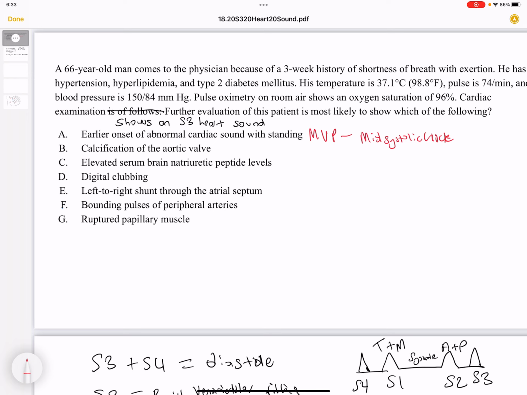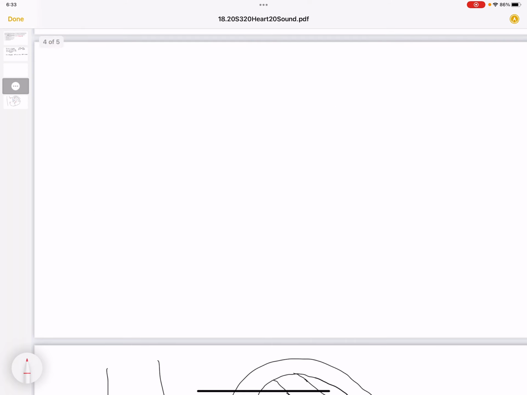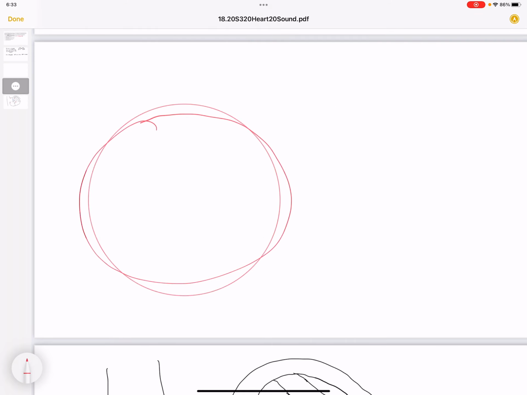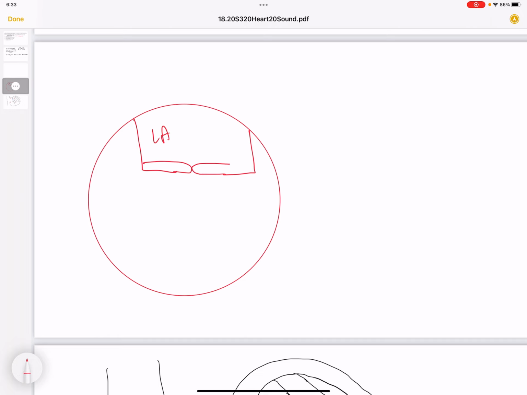And when a person stands up, that mid-systolic click is going to occur earlier. So let's draw a left ventricle. And then here's the left atrium. These are the mitral valves. Here are the papillary muscles and the chordae tendineae. Now the function of the chordae tendineae along with the papillary muscles is to not allow backflow of blood from the left ventricle into the left atrium.